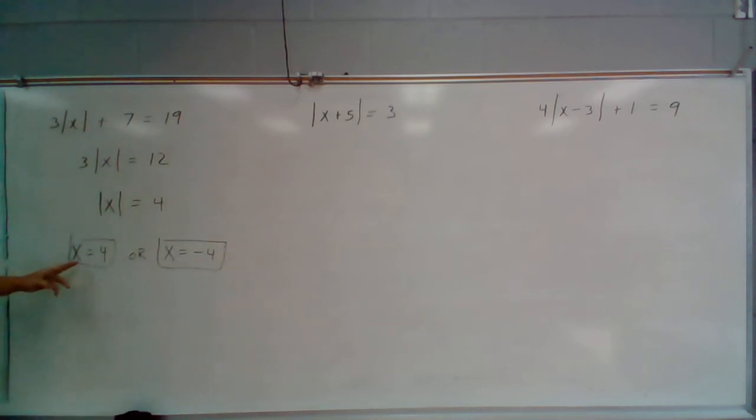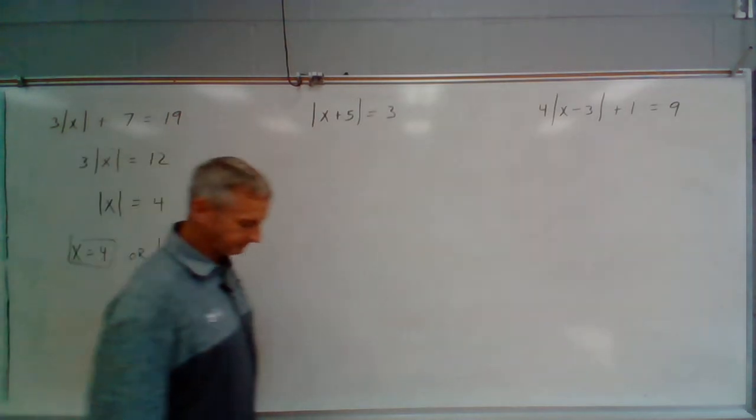And we can check those solutions, just plug it in. If I plug in a 4 here, absolute value of 4 is 4. 3 times 4 is 12. 12 plus 7 is 19. So that's good. Plug in -4. Absolute value of -4 is 4. 3 times 4 is 12. 12 plus 7 is 19. So those are both solutions.